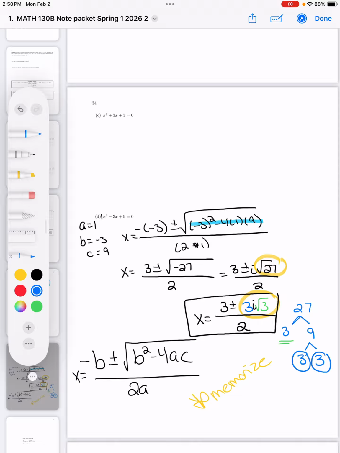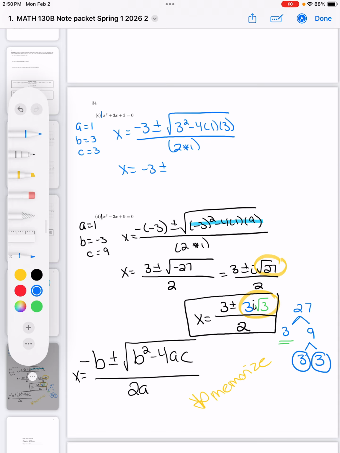All right, let's see how you did. Again, A was that invisible 1, B was 3, C was 3. Not as many negatives to worry about this time, so that's good. So I'm going to get negative 3 plus or minus, typing in just that square root, the stuff underneath the square root I should say, that is going to give me negative 3.